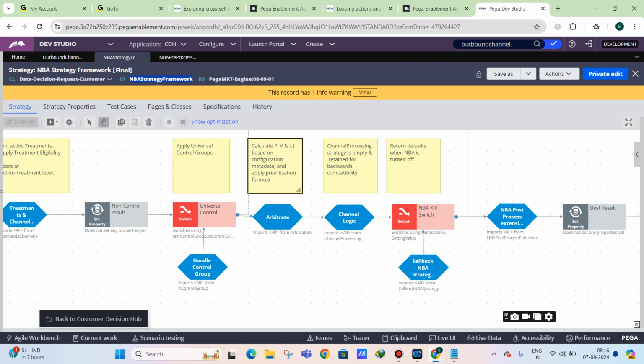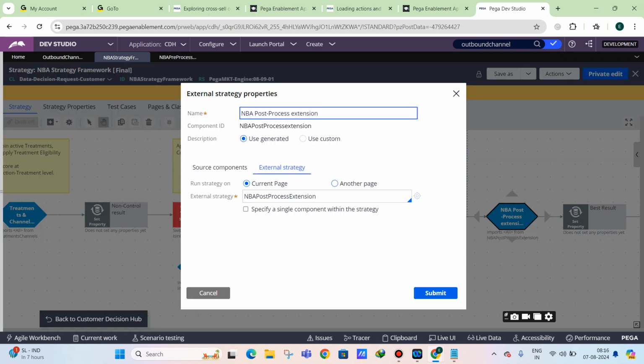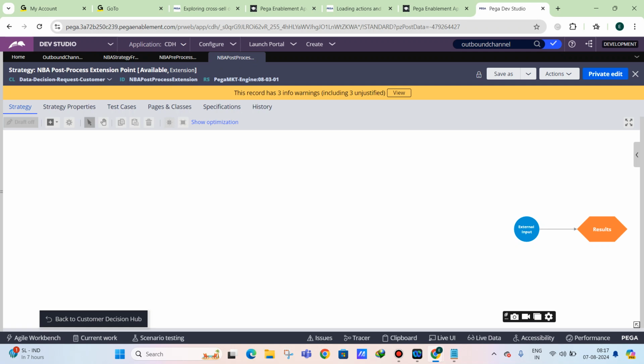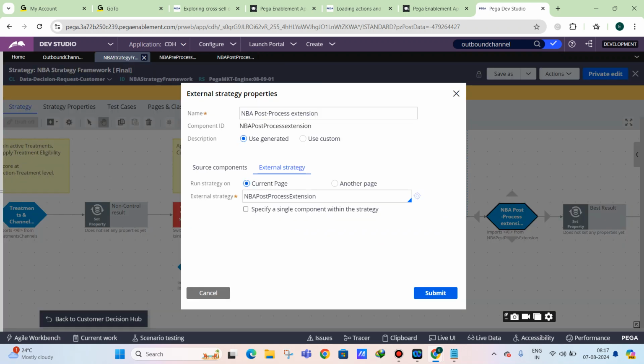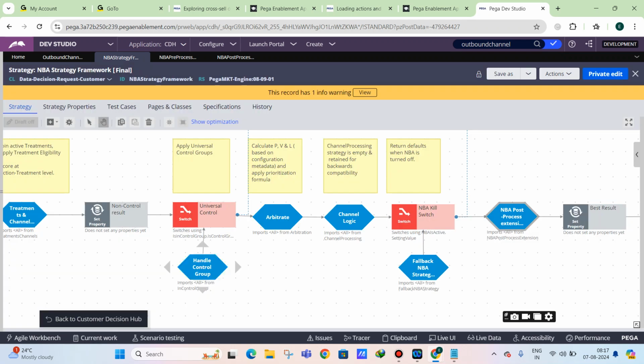Once the offers are sorted, if you want to add some logic, you can keep it in the post-process extension strategy. For example, after sorting all the offers, let us say I want to include some other offer as part of a requirement. Let us say 4 actions are there in the eligible actions and I want to append one more action. Then I can do that here in the post-processing logic. Pre-process is before applying all the logic, whatever you want to do, and post-processing is after applying all this logic.